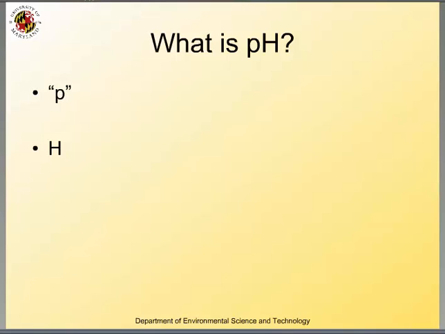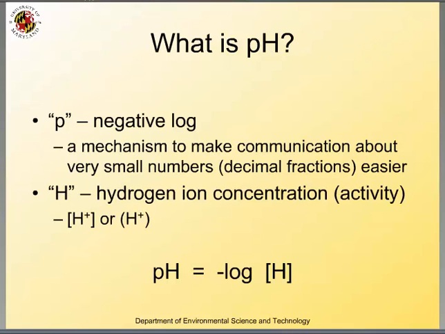You might wonder why we do this, but it'll become clear in a minute if it isn't already. P is just a mechanism used in science and engineering to deal conveniently with very small decimal numbers. And the H stands for hydrogen ion concentration, actually activity. If you know enough to know the difference between those two, I don't know what you're doing here. So I'll just act like it's concentration. But anyway, pH means the negative log or the inverse log of the hydrogen ion concentration.